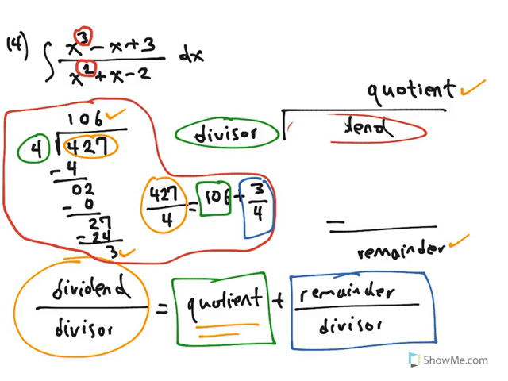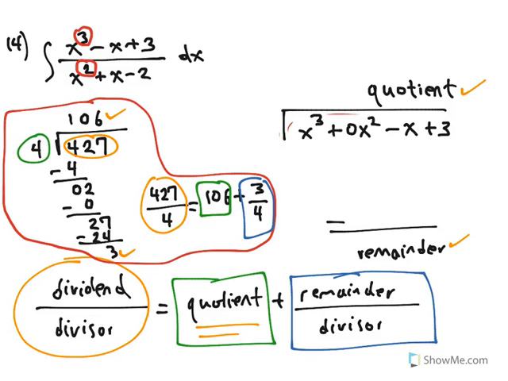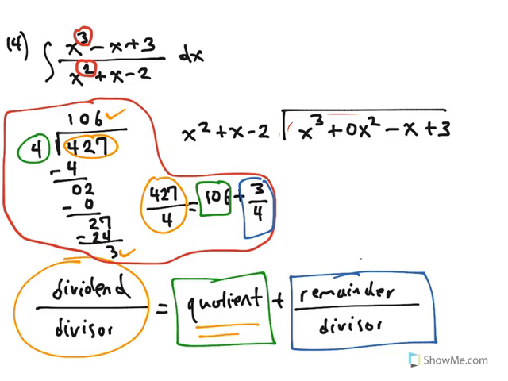So we're going to go ahead and replace the dividend with our numerator, which is x cubed. And I'd like to have a placeholder. I'm missing a second degree term, so I'll write 0x squared minus x plus 3. And our divisor is the denominator, which is x squared plus x minus 2. So now we're going to go ahead and take a look at how to proceed. This is called the polynomial long division algorithm.